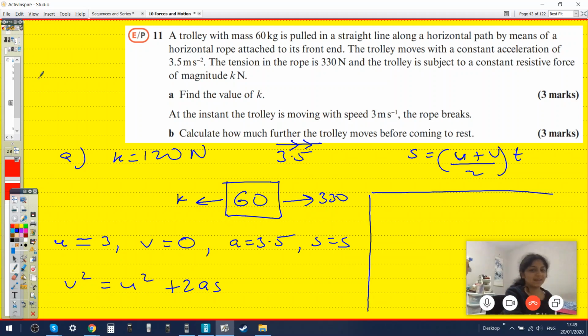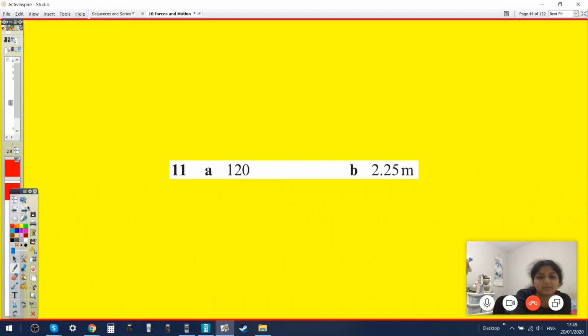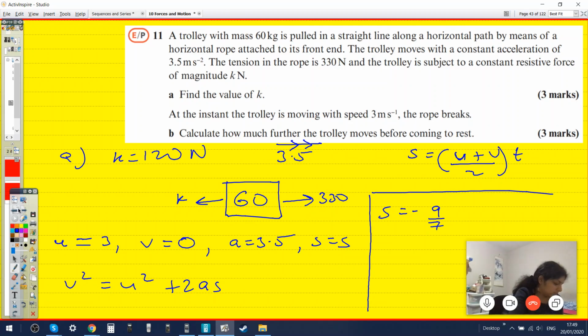Okay, I got S is equal to minus 9 over 7, which can't be right because it's negative. Could be it's traveling the other direction. Nope. So first it's not 2.25. Let's see, the first one was 120. That's fine. At the instant the trolley is moving with speed 3, the rope breaks. There's no tension force. But you don't need that for this.